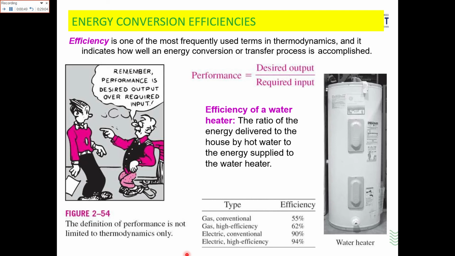These are basically the values of the efficiencies of some common domestic appliances. Gas conventional efficiency is basically 55%. Higher efficiency gas is 62%. Electric efficiency is 90% and higher efficiency electric is almost 94%.